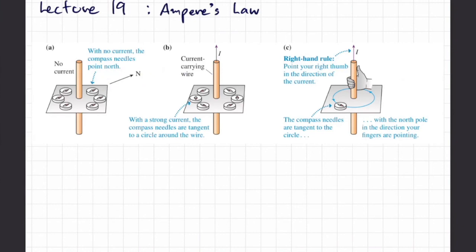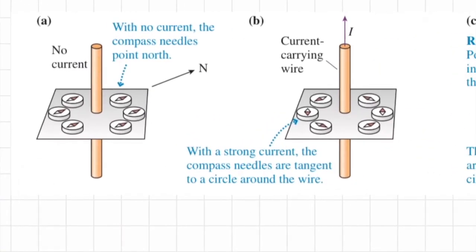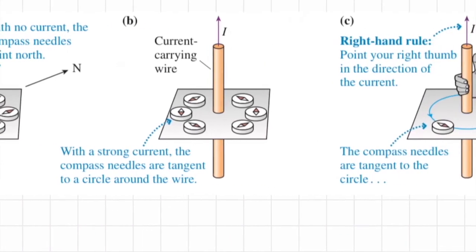Let me zoom in a little bit. Every compass will just point that way. But now what happens when we start to pass some current through the wire? Let's say the current is going up. Then we see that the compass no longer points to the north. Now it's going around like a circle. And this is what we said in the last lecture, that the magnetic field is going around in a circle.